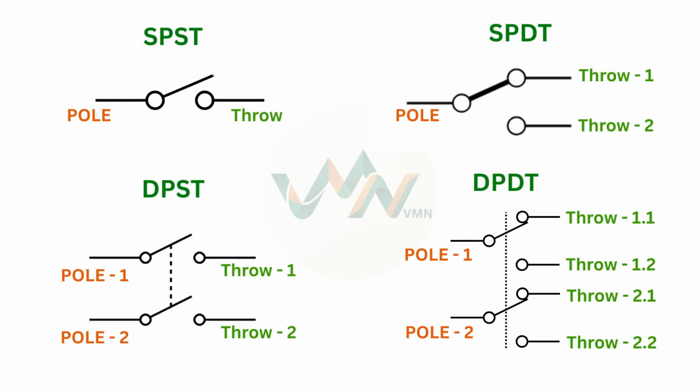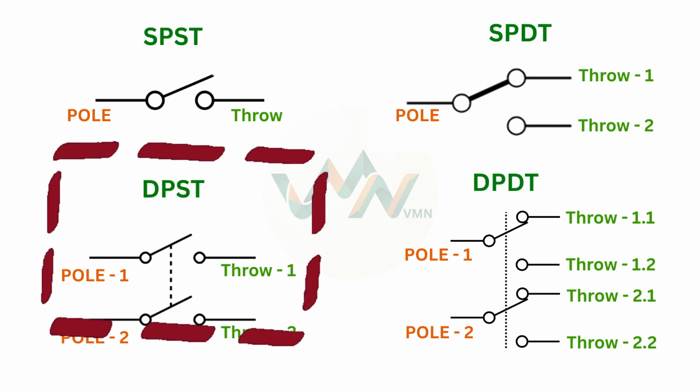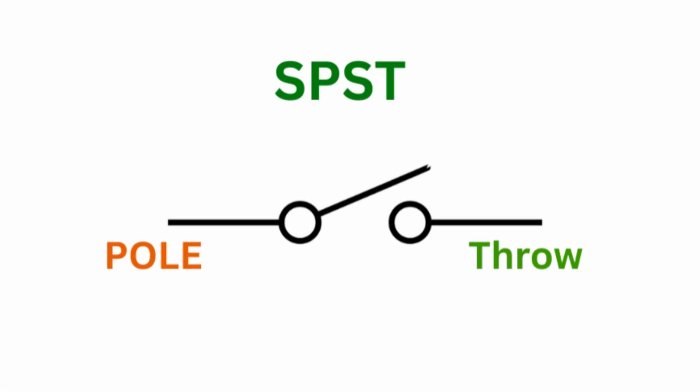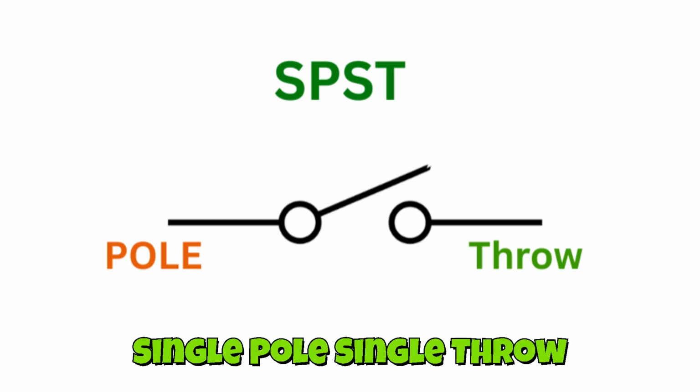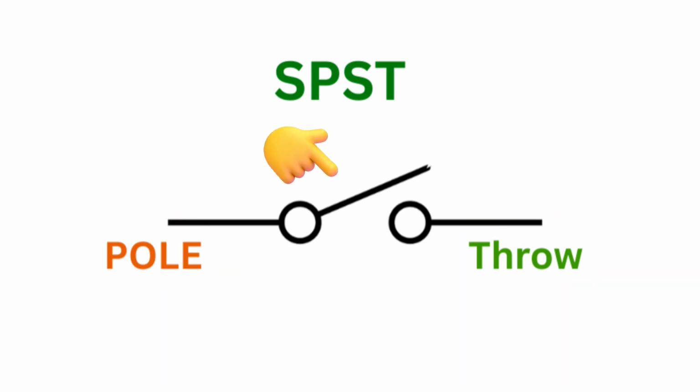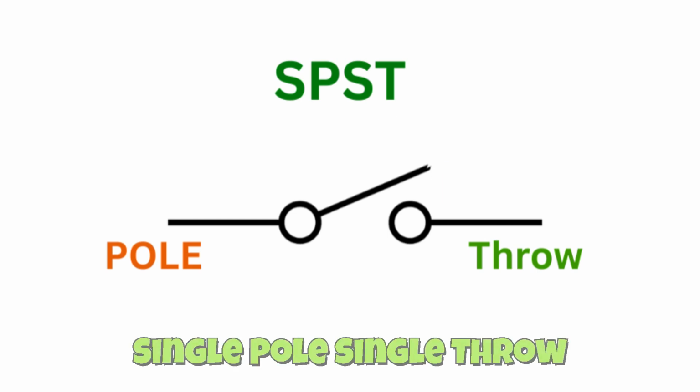As you can see on the screen, these are some of the most common switch symbols you'll come across in circuit diagrams. This is SPST, this is SPDT, this is DPST, and this is DPDT. So let's start with the simplest one, SPST, which stands for single pole, single throw. As you can see in the circuit symbol, it has 1 pole and 1 throw. The pole is the moving contact, and it can connect to only 1 terminal. That's why it's called a single pole, single throw switch.